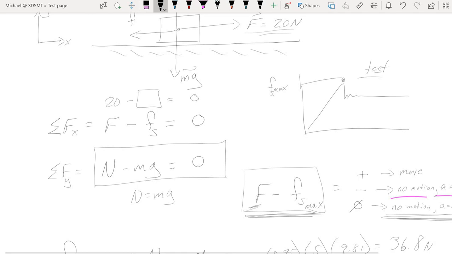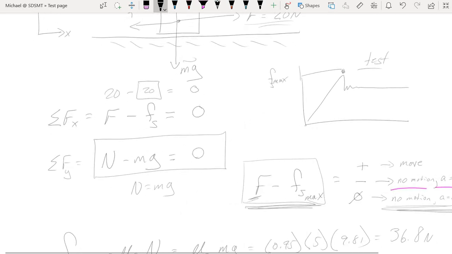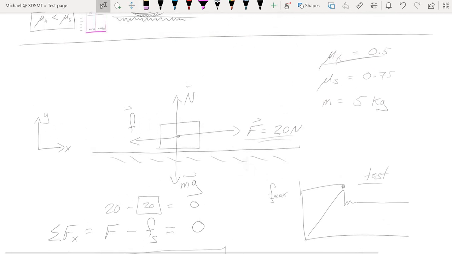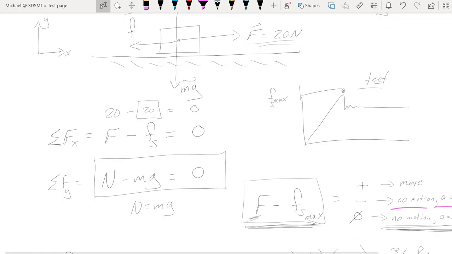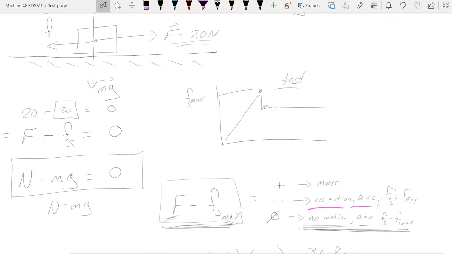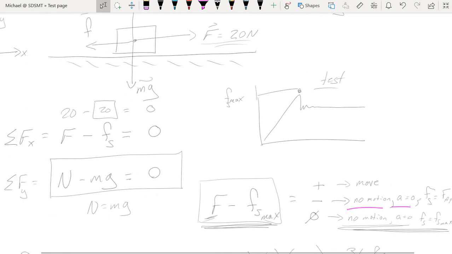How do I keep this system immobile? Well, I would have to have a static friction force in the amount of 20 newtons. And that's what we get for this system. So we have our answer. Does it move? The answer is no. And since it's not moving, what is the static friction force? It's equal to the applied force.